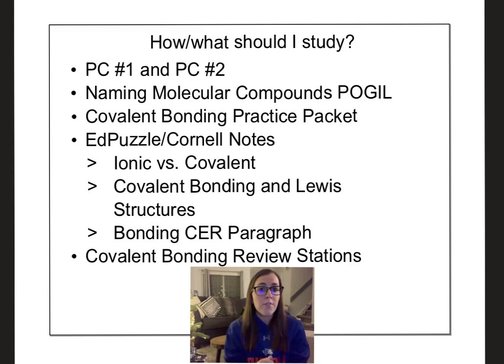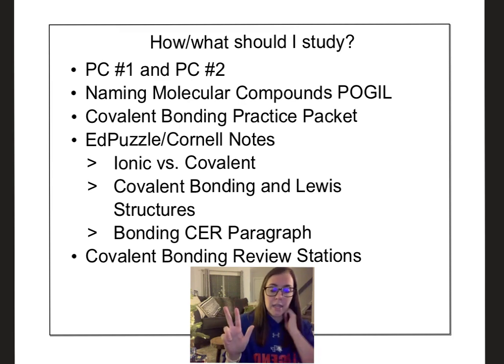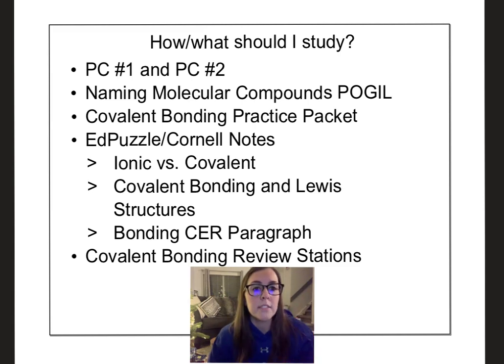You have Cornell notes from 3 Ed Puzzles. Ionic versus covalent, that has this stuff about electronegativity and how to find polar and nonpolar. Covalent bonding and Lewis structures, and then the bonding CER paragraph that you watched on Monday or Tuesday. And then Wednesday, Thursday in class, we did review stations. If you didn't get to all of them, those are posted with the answers as well. So all of these things put together is your study guide.